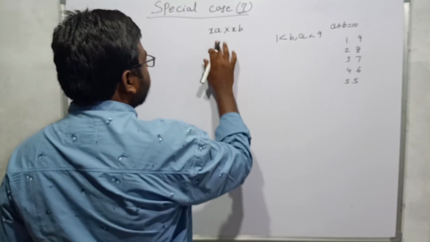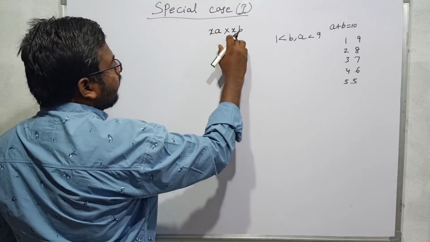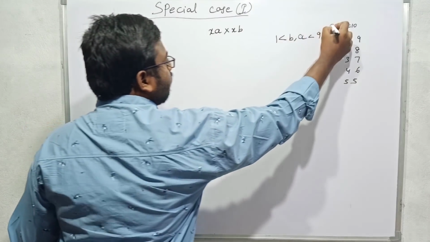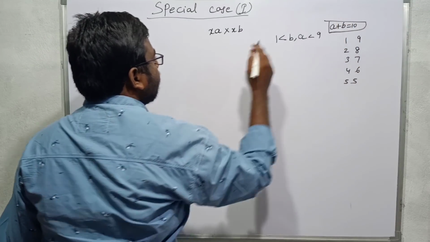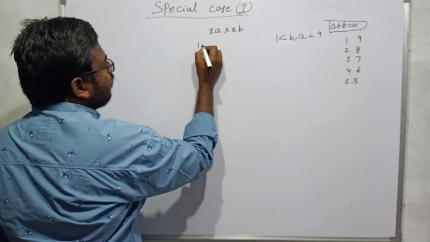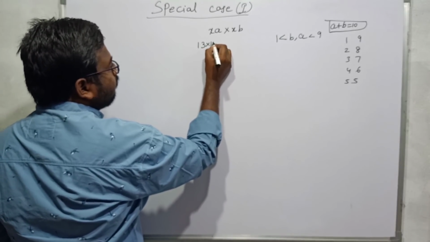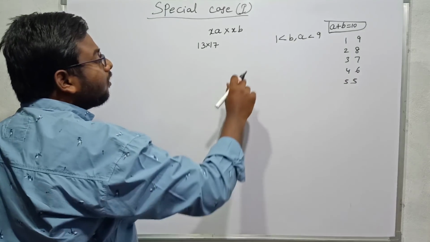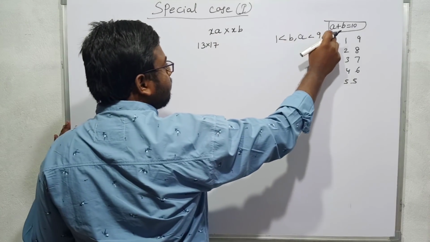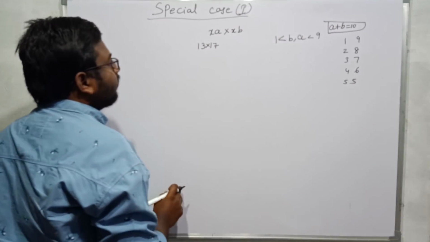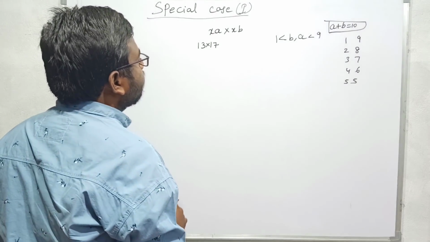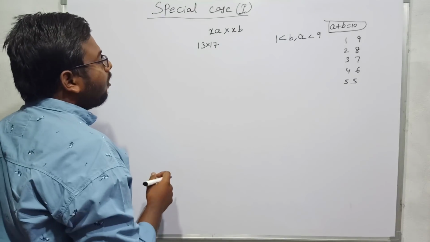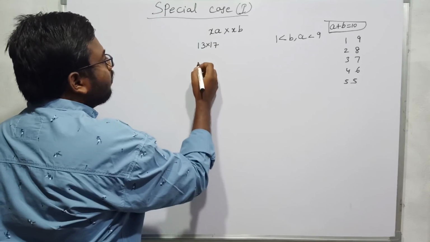For example, let us see. That means X A into X B, where A plus B equals 10. This is the condition. What is an example of this? 13 into 17. Let us see how this result is going to be. Always remember the condition: A plus B is equal to 10. XA into XB. Let us calculate how the result is going to be.